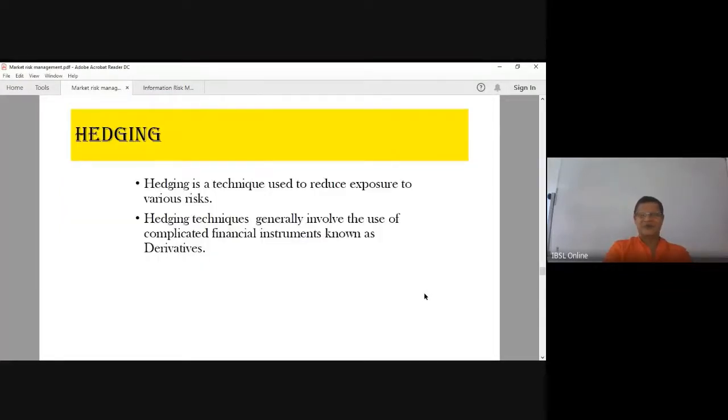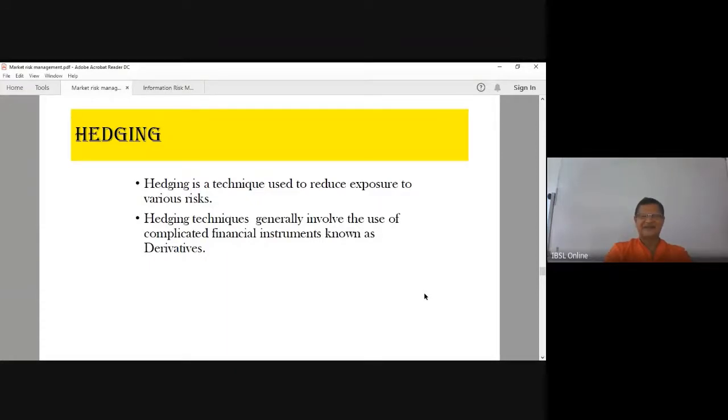Now, when you have positions or portfolios, if the price goes down or the rate goes down, you tend to lose. But there are risk management measures. You can reduce this loss by a method called hedging. Hedging is a technique used to reduce the exposure to various risks. It can be interest rate risk, exchange risk, or equity risk.